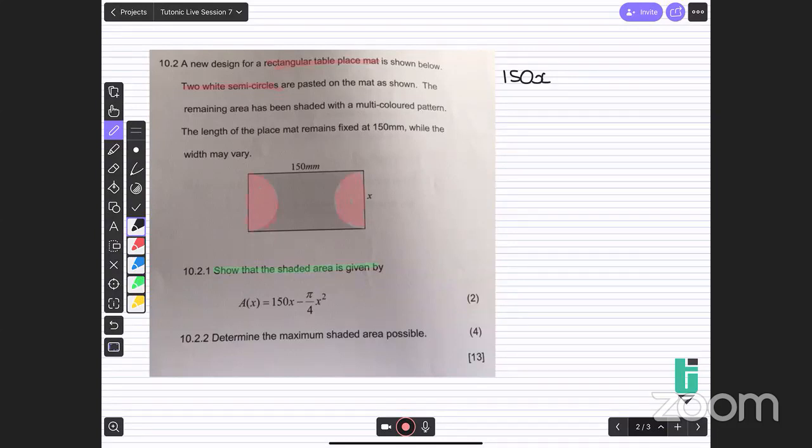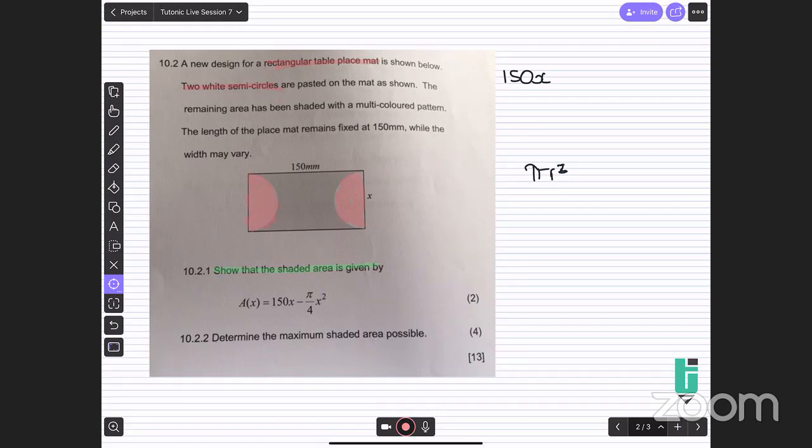What's the area of a circle? Pi r squared. To make your life easier, do you agree that two semicircles together give you a whole circle? So you just have to find the one circle. What's the area of this circle in terms of x? Wouldn't it be pi x squared? No, wouldn't it be pi times x over 2 squared, because your x is your diameter, not your radius?